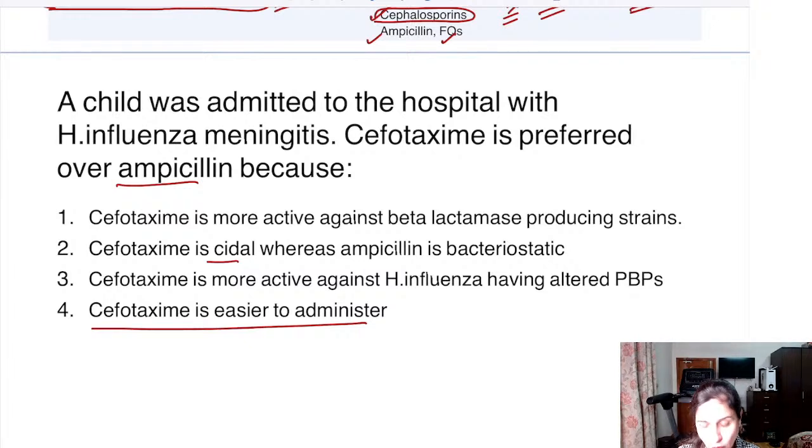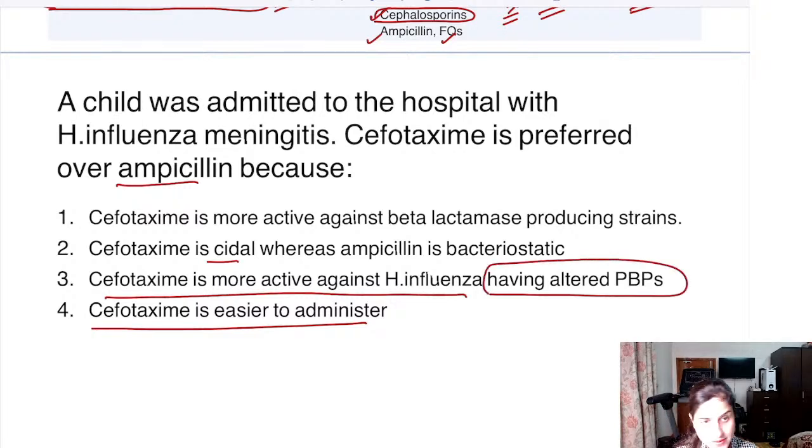Let's go to the option number 3. Cefotaxime is more active against H. influenza, having altered penicillin binding proteins. Now, beta-lactams, we did in the first diagram I showed you, they act on those transpeptidase or the penicillin binding proteins, the target site is that. So if there is a problem with the target site, then neither your cephalosporins will be able to act there, nor your penicillin will be able to act there, nor your carbapenems will be able to be acting there.